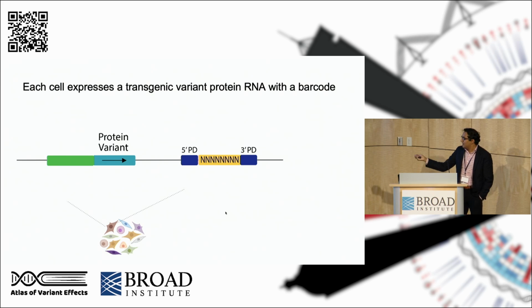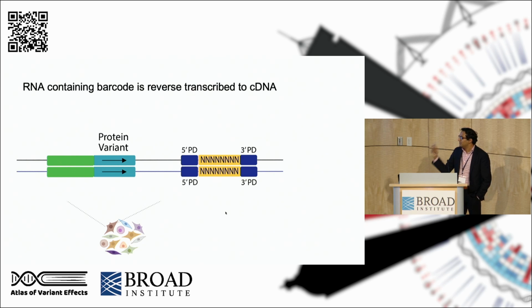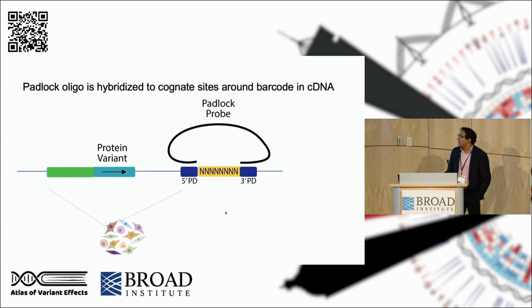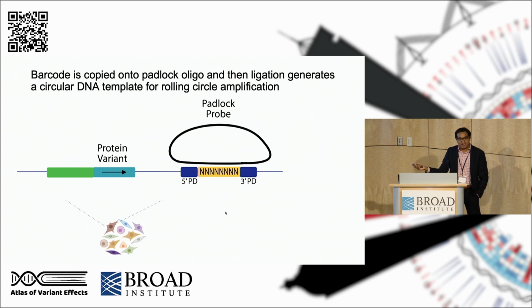In this library, every cell expresses a protein variant that's tagged to a barcode on the same RNA as that protein variant. The first thing we do is fix the cells, and then we convert the RNA into DNA with reverse transcription. Then we hybridize this padlock probe. The special thing about this RNA is that upstream and downstream of the barcode that's linked to the variant, there are binding sites for this one DNA oligo called a padlock probe, which we can circularize with the addition of a polymerase and a ligase to seal it shut.